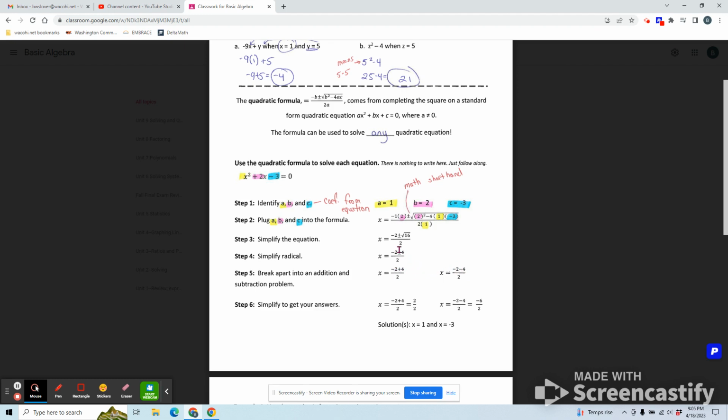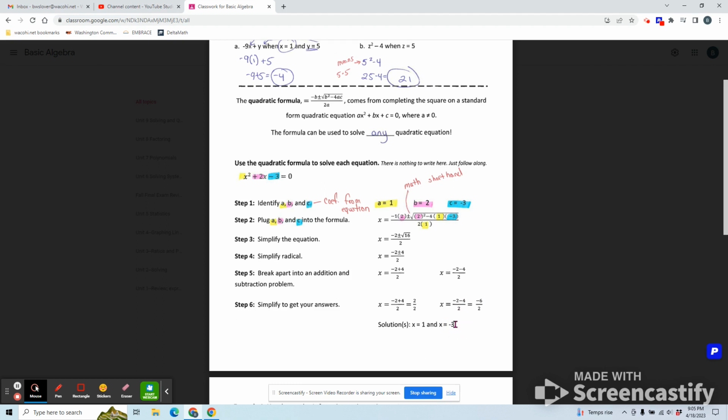So negative 2 plus 4 and negative 2 minus 4. And then I'm still over 2 in my denominator. So that's why it says break apart into an addition, that's the plus 1, and then a subtraction, that's the minus 1. And then I simplify, just like I did in the warm-up. Negative 2 plus 4 is 2. Divided by 2 gives me 1. There's one solution. Negative 2 minus 4 is negative 6. Divide by 2, that gives me negative 3.